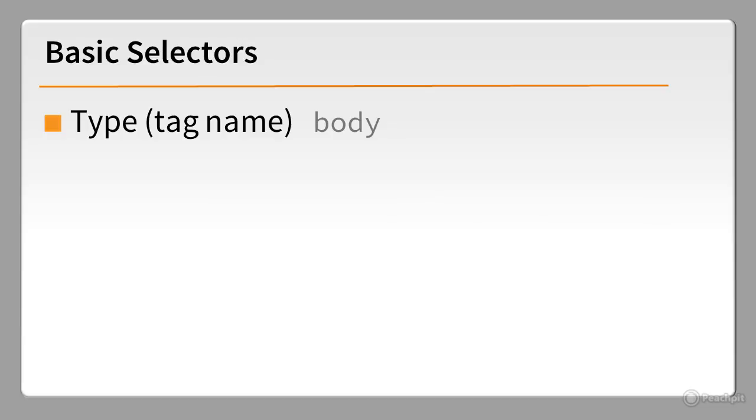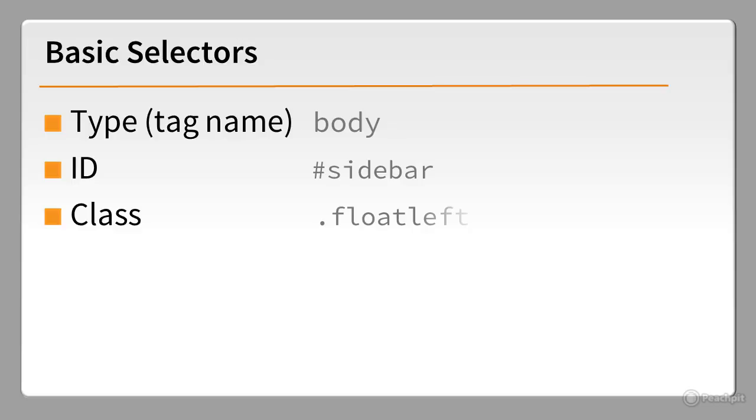Type or tag name selectors redefine the look of HTML tags. They consist of the tag name without the angle brackets. ID selectors target elements with the same ID, so they're mainly used to style a specific element or area of a page. The selector is the ID name preceded by a hash or pound sign. Class selectors target elements with the same class attribute, so they're normally used to style multiple elements in different parts of a page. The selector is the class name preceded by a dot or period.